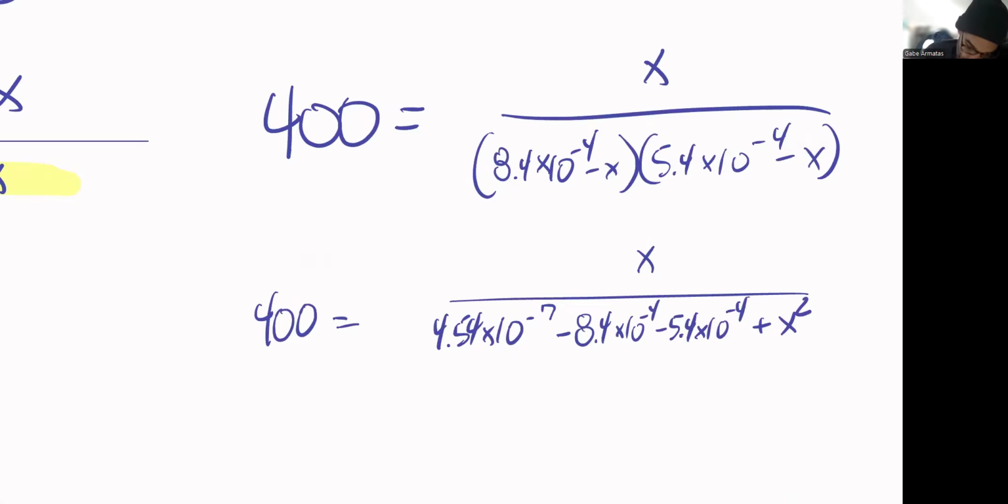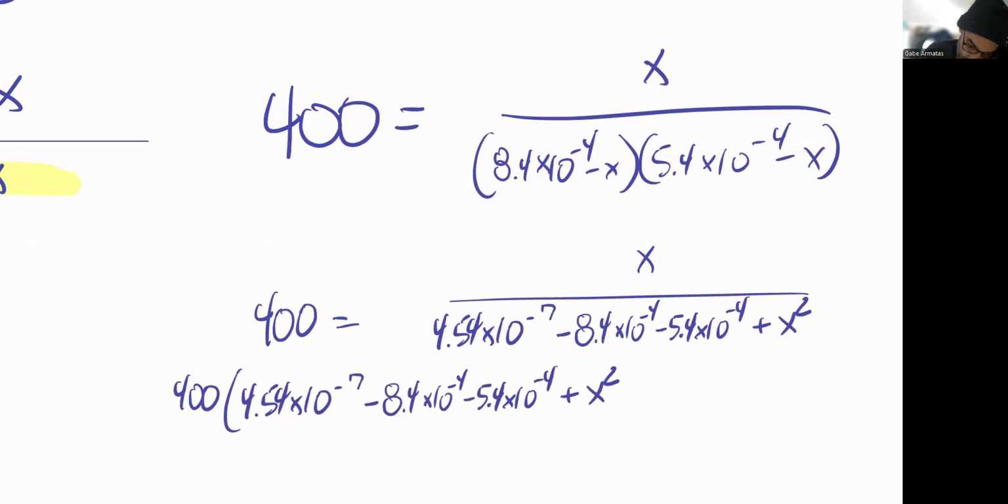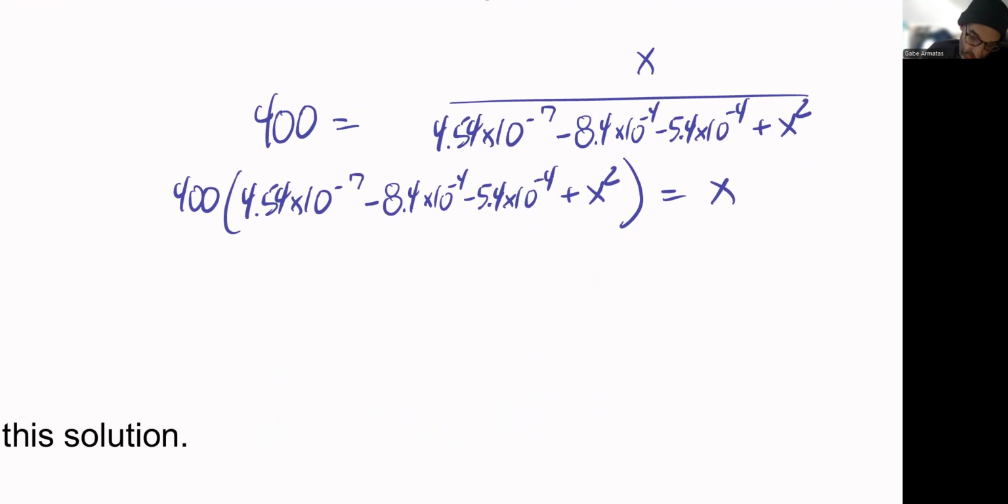Now I can cross multiply. So 400 times this whole mess, which is the quadratic, well, the beginnings of the quadratic. I'm going to cheat a little bit. All equal to x. So when I finally distribute that 400 through, I'm also going to combine terms as well. So what we end up with, actually, I'll combine after this. So I'm going to distribute this through.